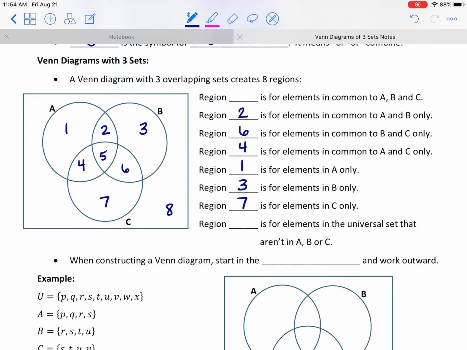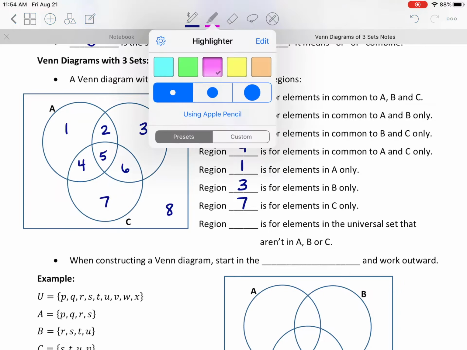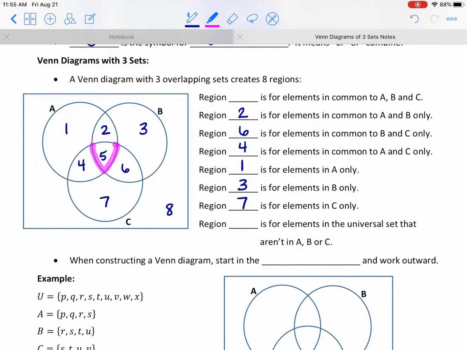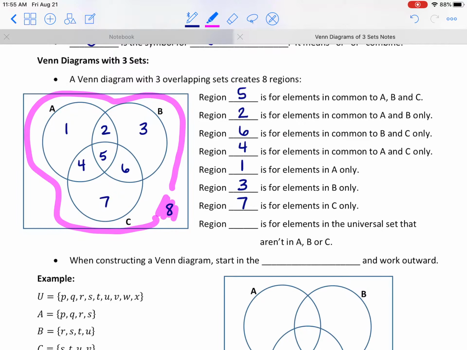And then the 2 remaining regions, I think, are pretty straightforward. What's happening in region 5? That is the intersection of all 3 of the sets. That is where A and B and C all overlap. So elements in common to A, B, and C would have to go into region 5. And then lastly, region 8 is outside of our circles, right? Any of this space out here would be elements that aren't in A, B, or C, but are in the universal set. So that would be region 8, elements that are in the universal set, but they aren't in A, B, or C.